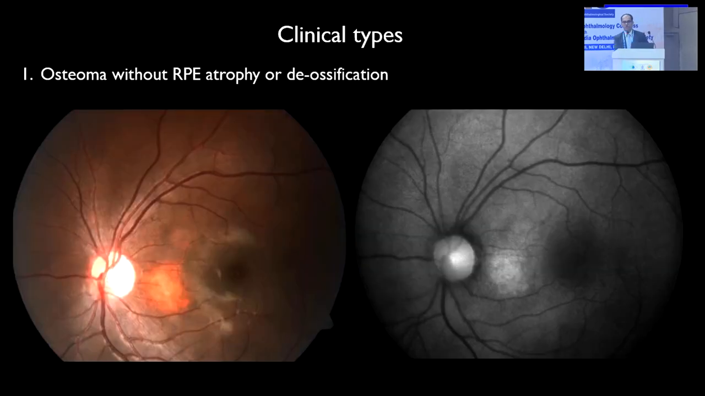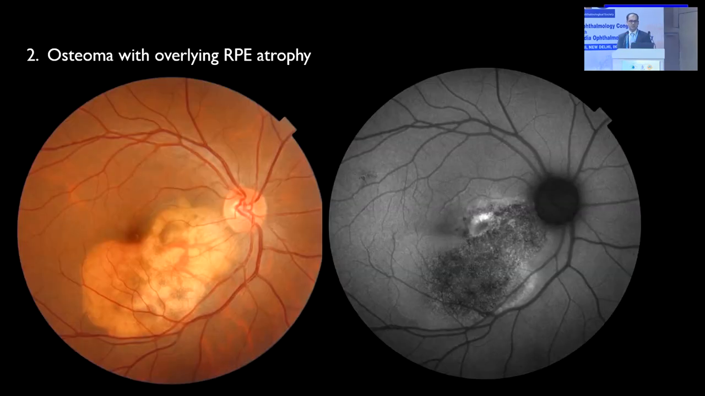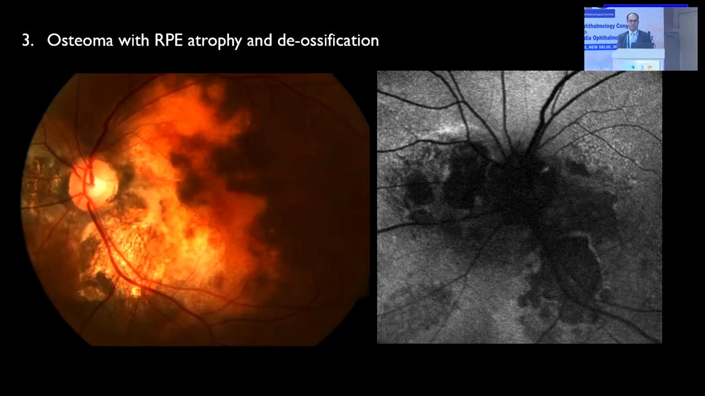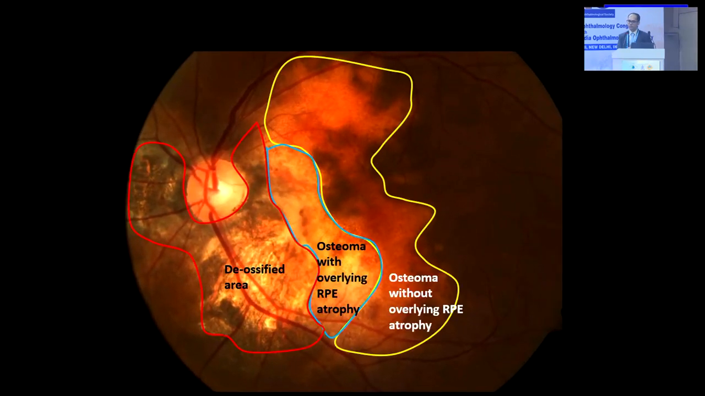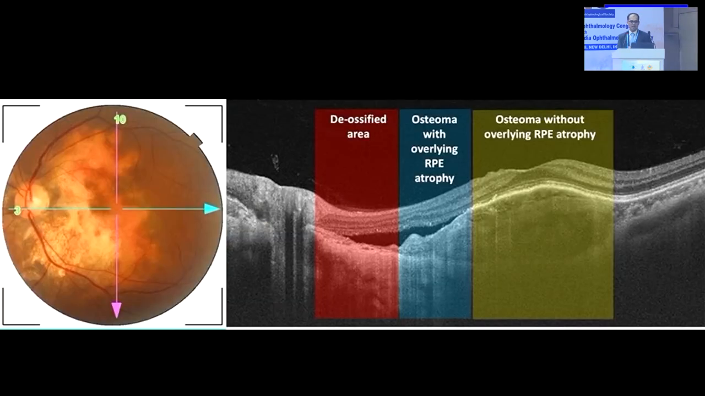So based on all these findings, we could reach 3 clinical subtypes. One was osteoma without RPE atrophy or deossification, one was osteoma with RPE atrophy without deossification, and osteoma with RPE atrophy and deossification. And if you look closely in these eyes, you can see all of these 3 zones coexisting, and you can confirm it using OCT.